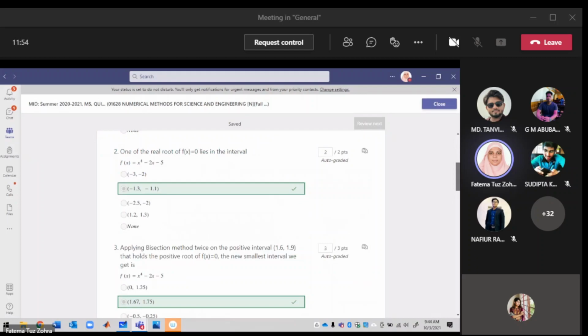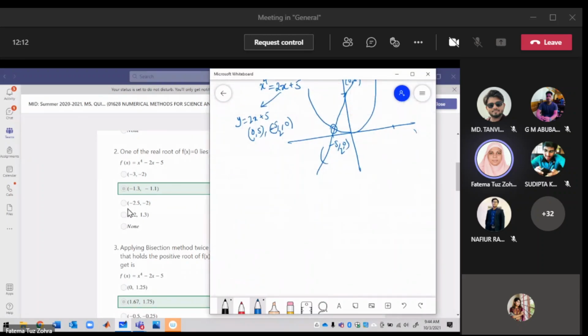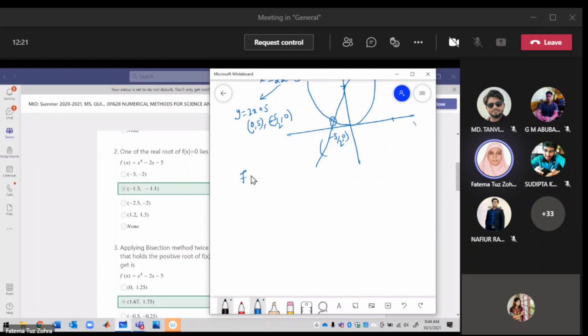So next one: the real root of f(x) lies in the interval. So how do you find out? If the product of the two is negative, then in that case I'm not going to have the graph. Say if the graph is same as this one, but if in this case I'll just apply the values, that I'll check f of minus 1.3 and f of minus 1.1. So what is the value? So obviously this one is less than 0. That's why this holds the root. That is the shortest way.